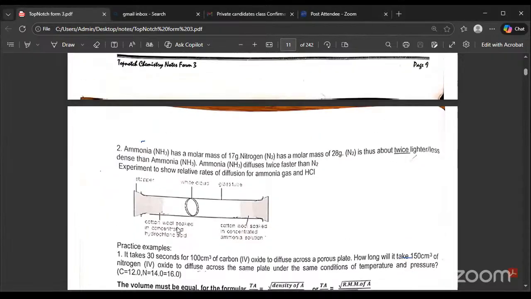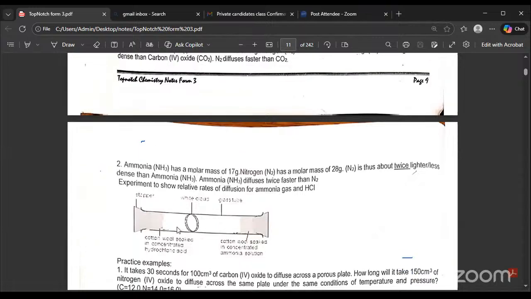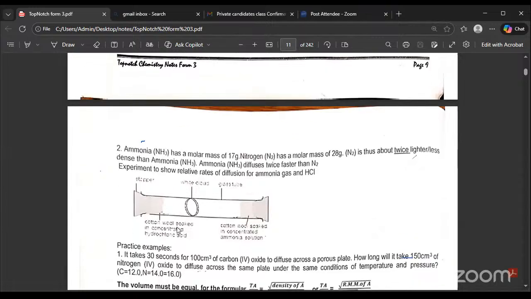This is the example that was given. It takes 30 seconds for, and when you're given something like that, you can calculate the rate. I will talk about that one so that I show you. So the question goes this way.